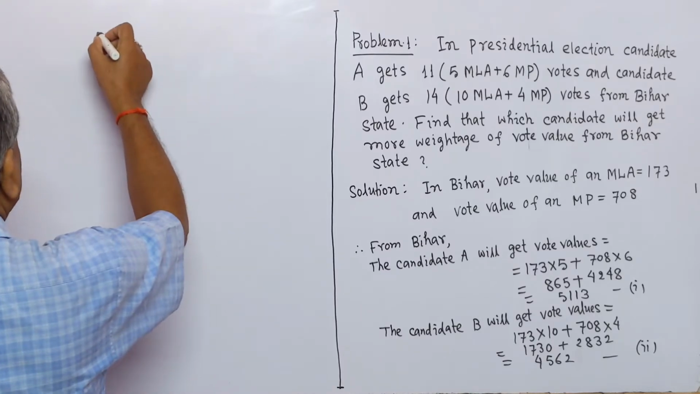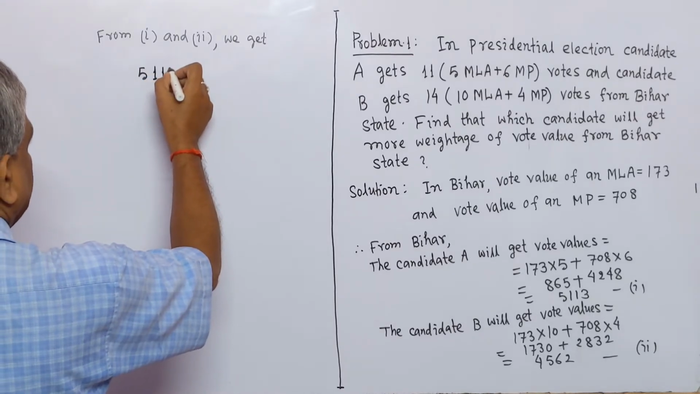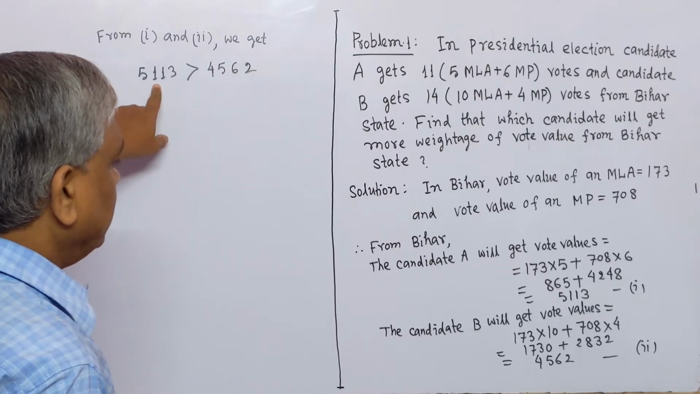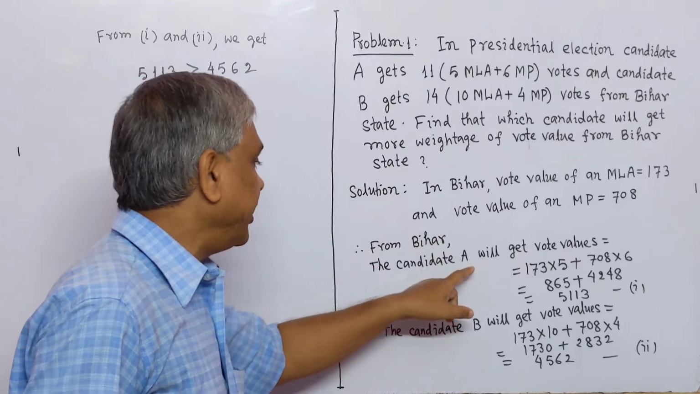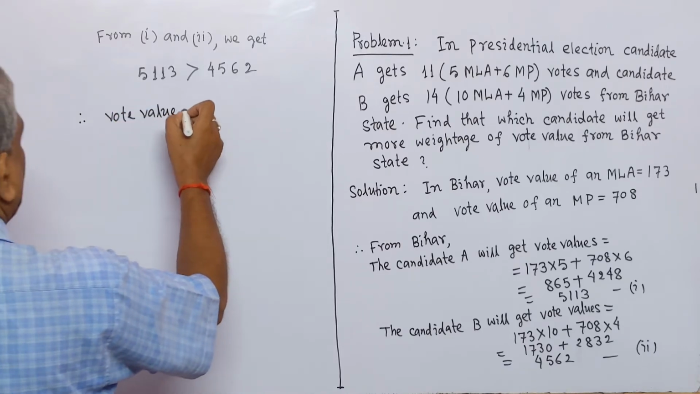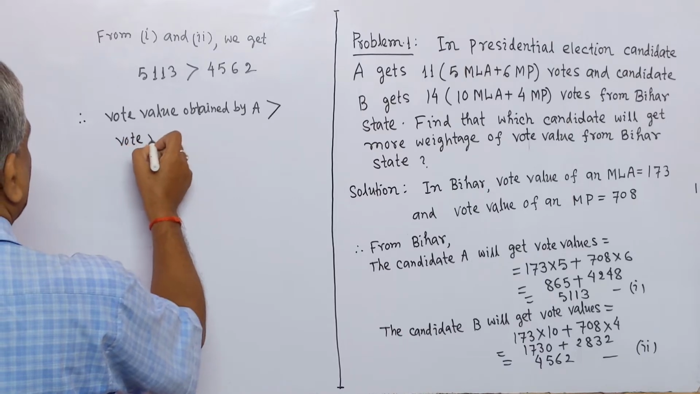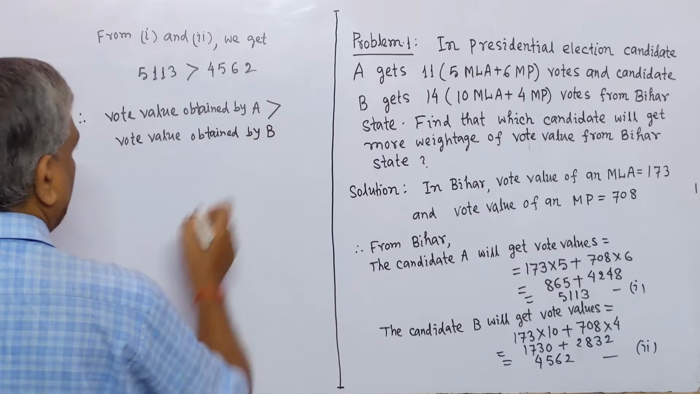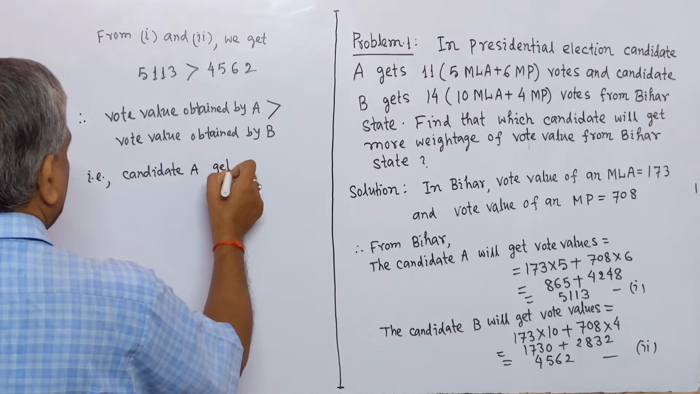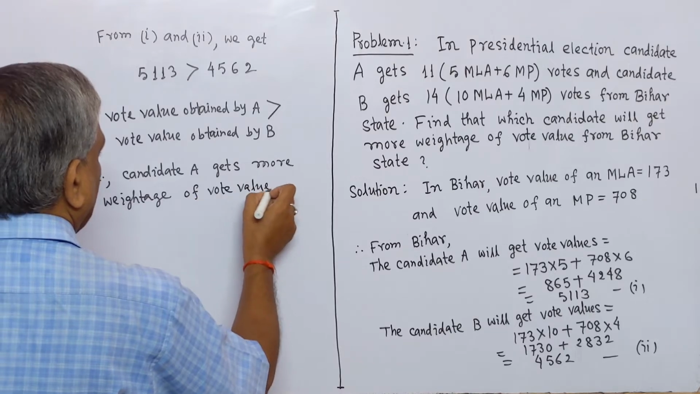From 1 and 2 we get 5113 is greater than 4562, and this amount is the vote value obtained by candidate A. Therefore, the vote value obtained by A is greater than the vote value obtained by B. That is, candidate A gets more weightage of vote value from Bihar state.